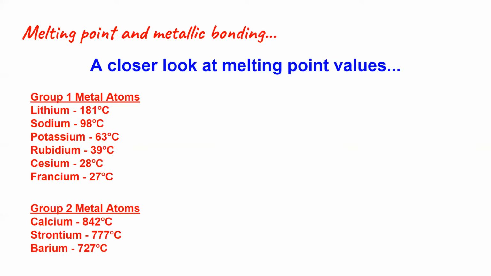However, notice the difference in melting points between the group 1 atoms and the group 2 atoms. The group 2 atoms have much higher melting points, even when the number of energy levels is the same. So for example, compare potassium, which is in the 4th period, with calcium, which is in the fourth period. Potassium melts at 63 degrees Celsius, where calcium melts at 842 degrees Celsius. Why is it so much higher?